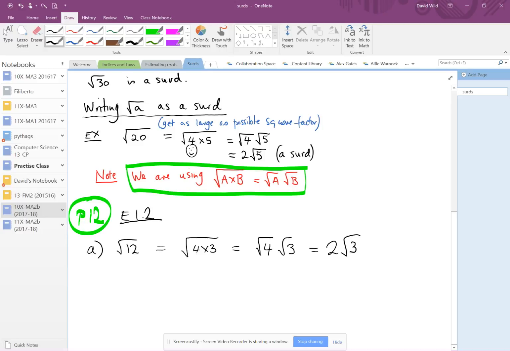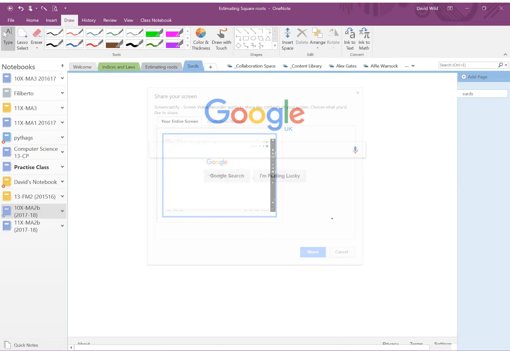Why is it just 2? Why isn't it 2 squared? Because root 4 is 2. The square root of 4 is 2.